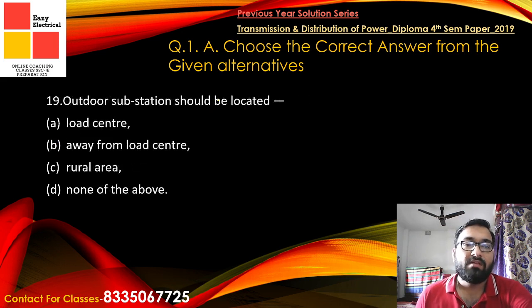So next question, the outdoor substation should be located. So we all know the two types of substation we are generally using. One is an outdoor substation, and another is an indoor substation. Outdoor substations are generally very much preferred for some of the reasons, and the locations are basically in the load centers. Where should we use the outdoor substations? Near the load center. Where the load center is there, we can use it. Away from the load center, it will increase the cost. Rural area, that is also true, but mainly at the load center we are focusing on here the answer.